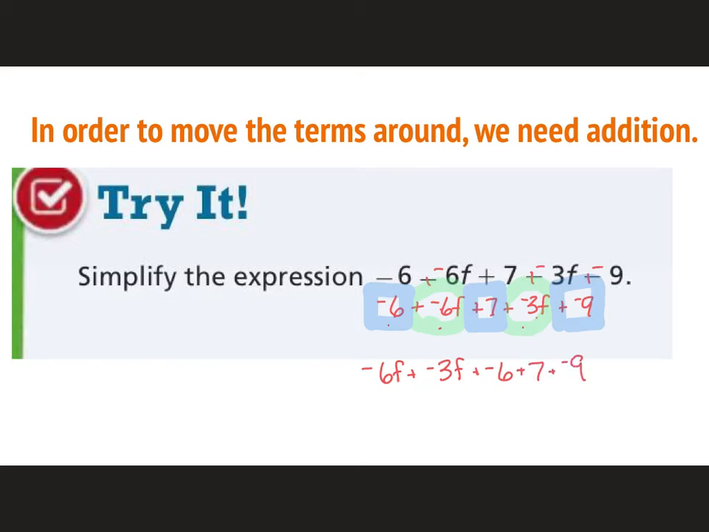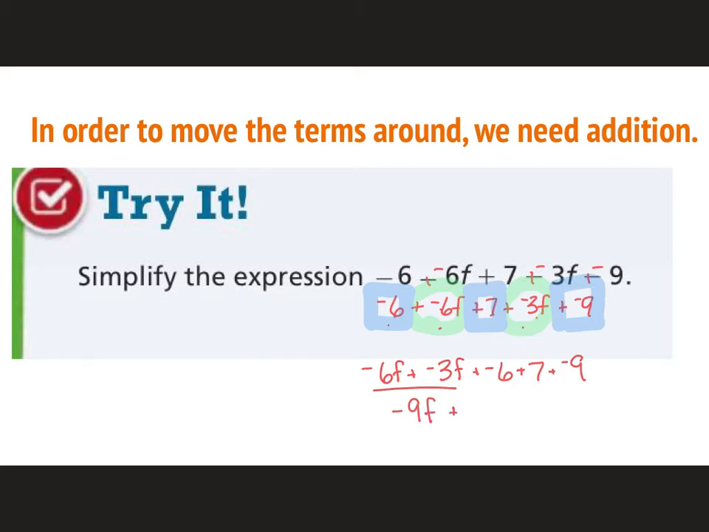So combining is adding. So I'm always adding. That's why I changed subtract to add, because I'm always adding. So this negative 6, when I brought it around, I was adding that negative 6. So now I'm going to add the F's together. Negative 6 F's plus negative 3 F's. Same signs, add and keep the sign.